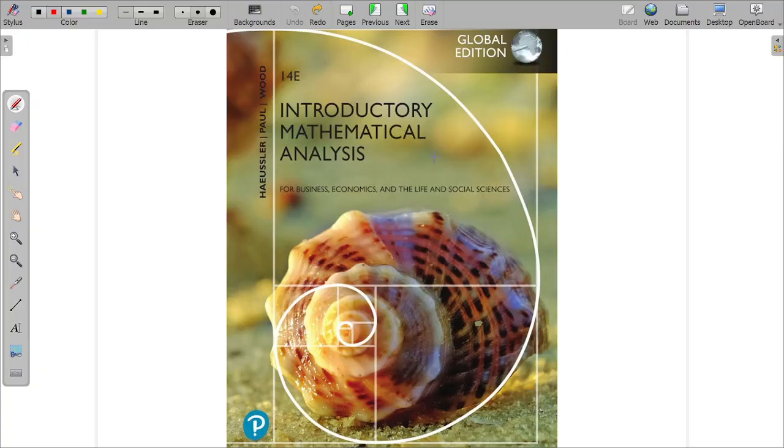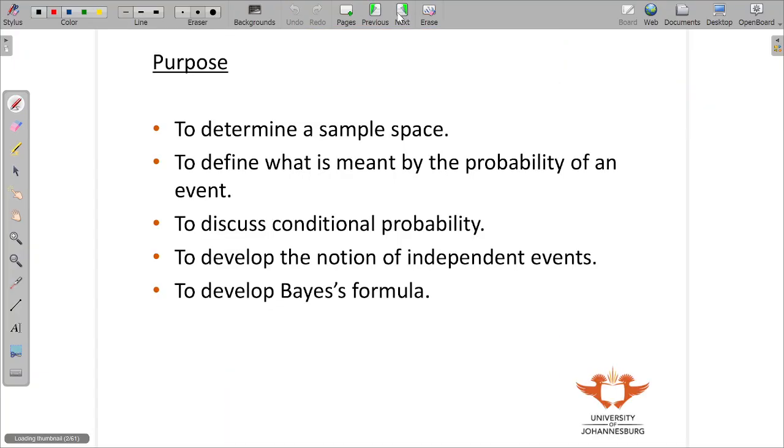Introductory Mathematical Analysis A. And now we are in Chapter 8. The purpose of Chapter 8 deals with probability. Okay, let's talk about that first. Probability. That is what Chapter 8 is all about.